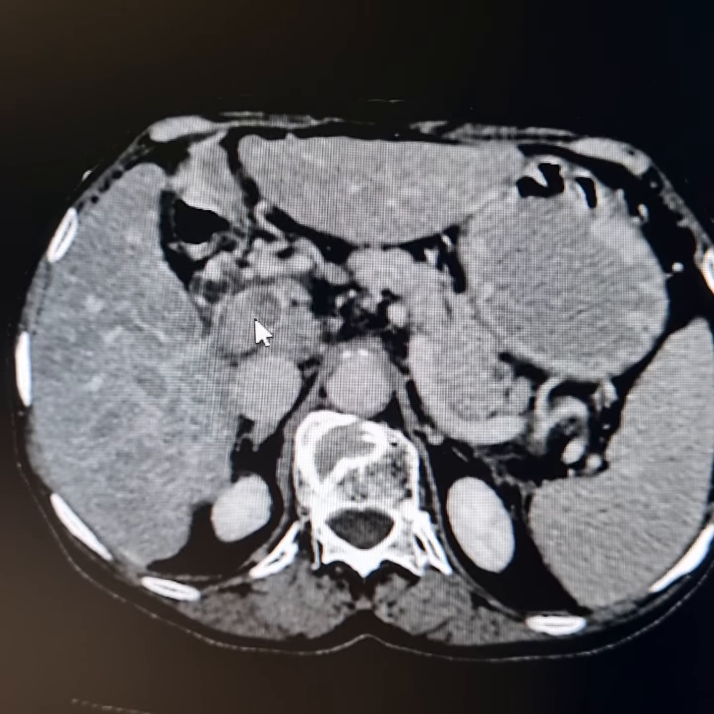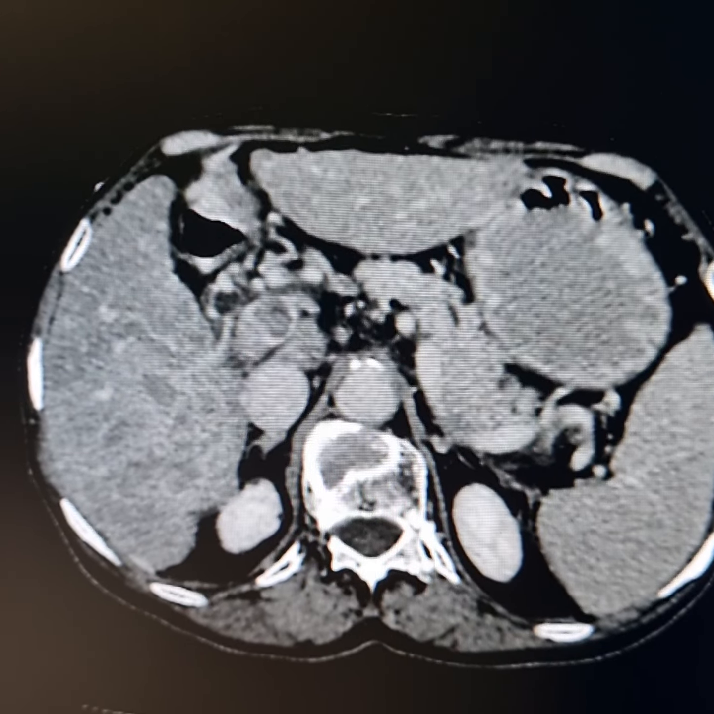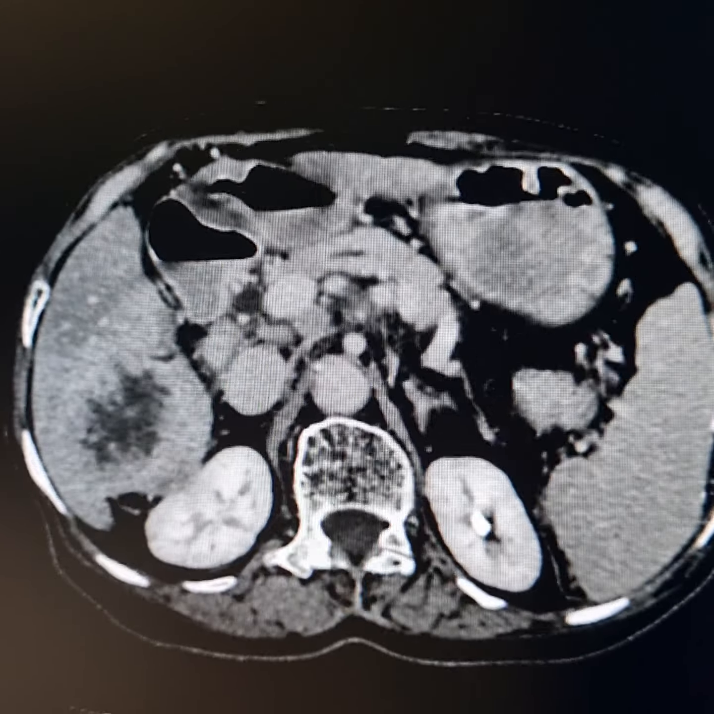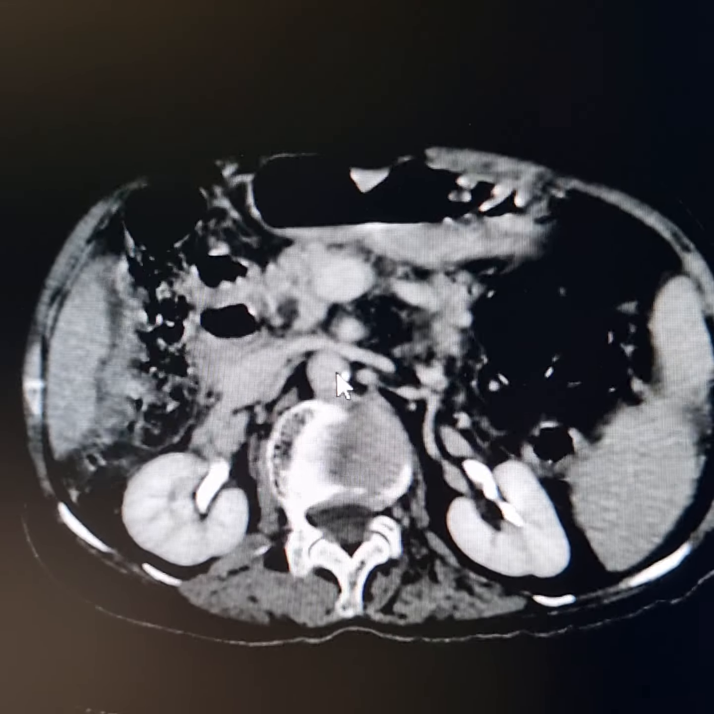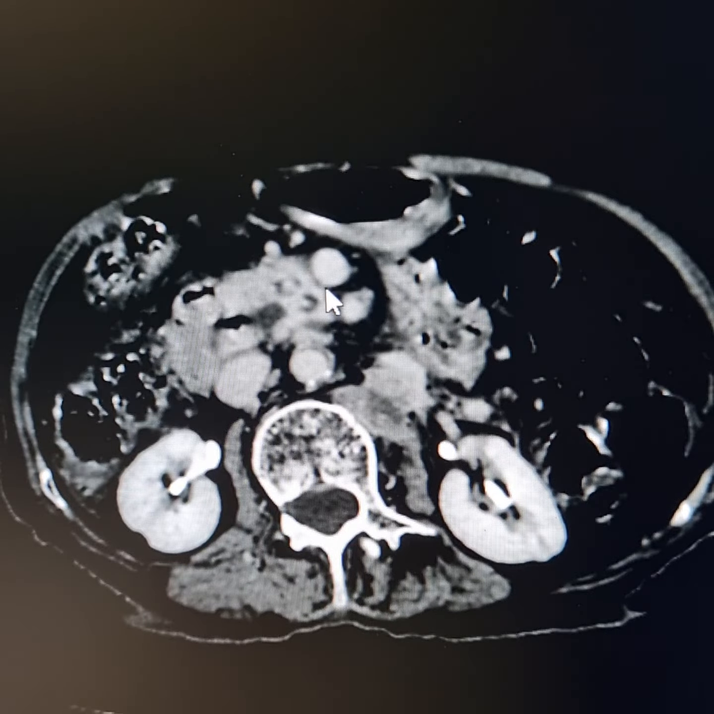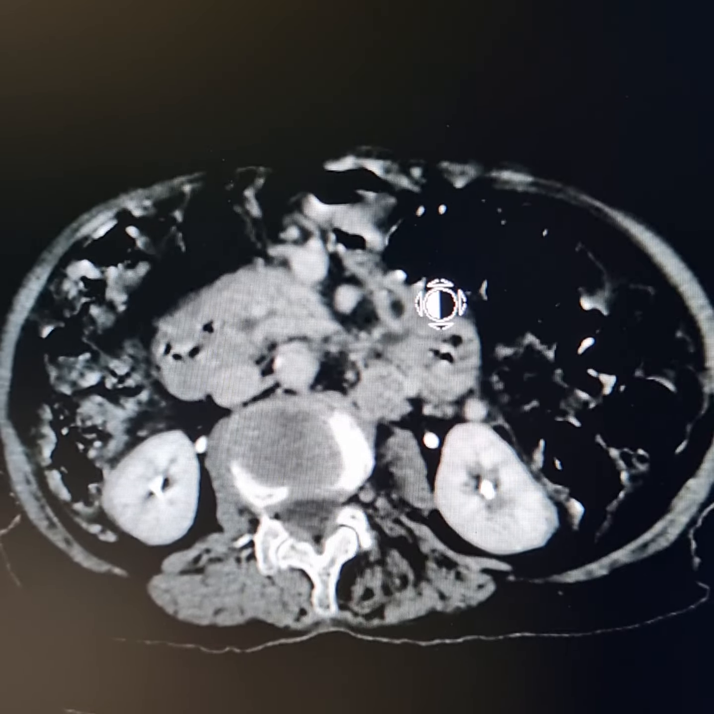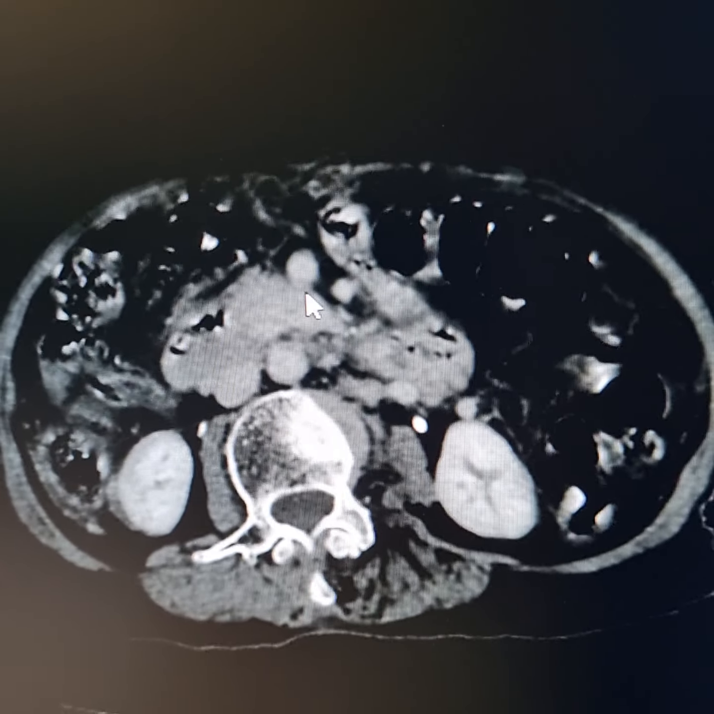This is the bland thrombus here, this one, showing no enhancement. Now please observe that the superior mesenteric vein has enhanced normally, so it was not thrombosed.